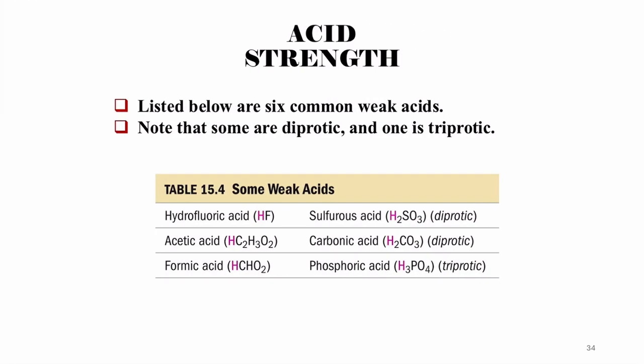And so some of the weak acids, obviously hydrofluoric acid, acetic acid, which is vinegar, formic acid, carbonic acid, sulfurous acid. So here we notice that it's SO3 instead of SO4. Generally, the more oxygen something has, the more acidic it's going to be. And then phosphoric acid, which is a triprotic acid.